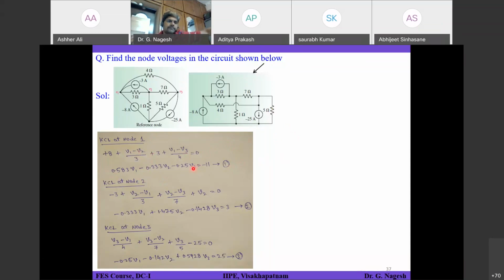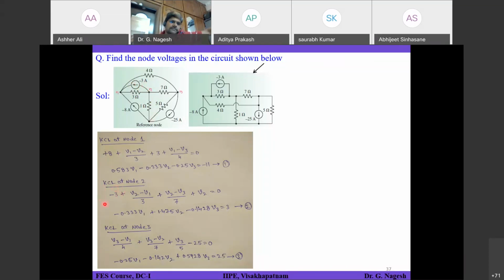Okay, so coming to node 2. At node 2, how many branches are there? Again, 4 are there. One is 1 ohm resistor, another one is 7 ohm resistor, one is 3 ohm resistor, and another one is minus 3 amperes current source. Okay, so if you start with the current source, current flowing out of the node 2 is minus 3 amperes, straight away it was given. So minus 3 amperes.